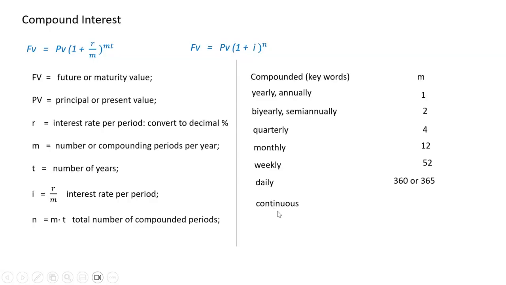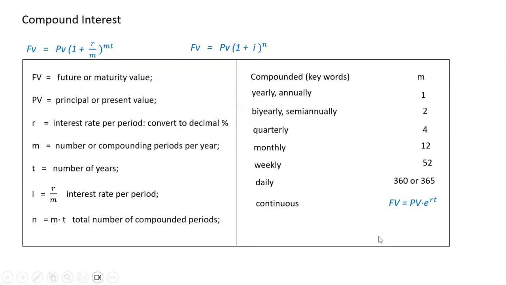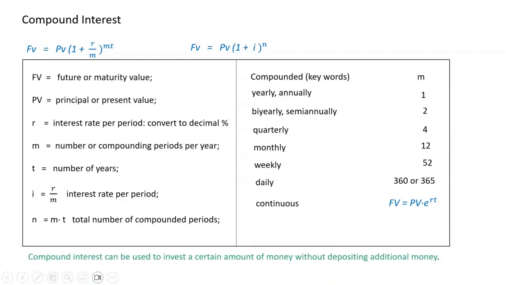And continuous is a different formula. Instead of the formula on top, it's going to be the future value equals the present value times the e function to the rt. There's an example here. Now, how can we use compound interest? Compound interest can be used to invest a certain amount of money without depositing additional money.